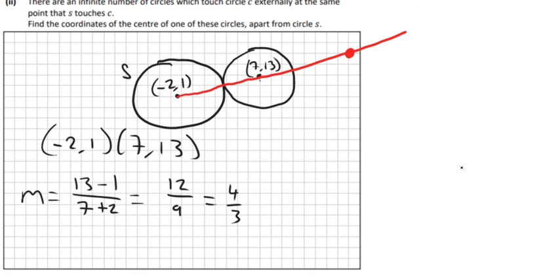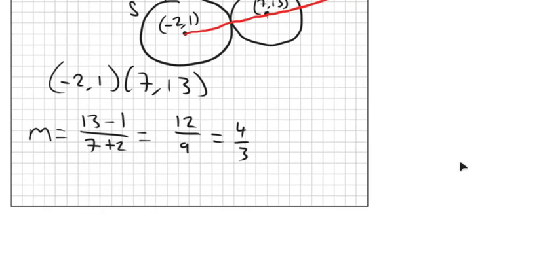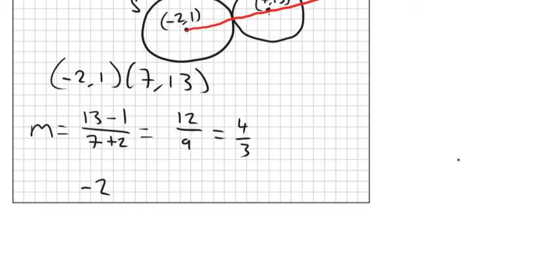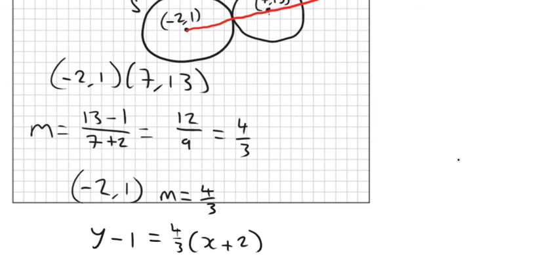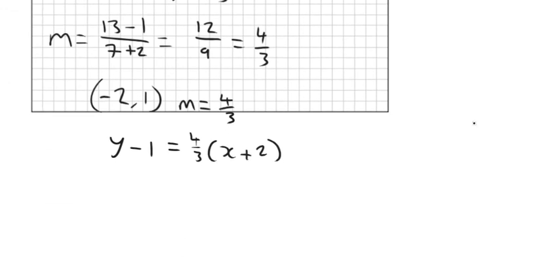And then we're using one of the points to find the equation of the line. So we can just use minus 2, 1, and m equals 4 over 3. So y minus 1 equals 4 over 3 by x minus minus 2, so plus 2. Multiply both sides by 3 just to get rid of that 3 on the bottom. It's just a trick. So 3y minus 3 is equal to 4, and then I'm multiplying into the bracket, so 4x plus 8.